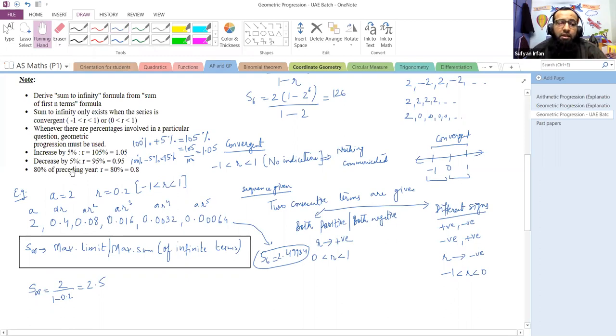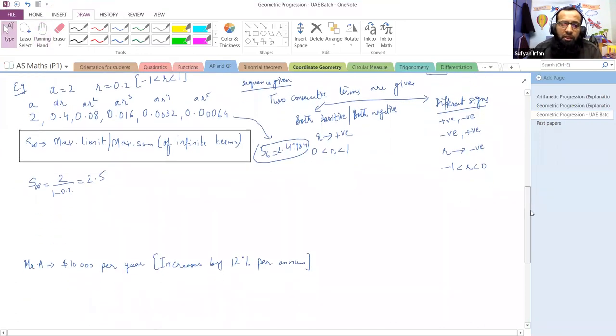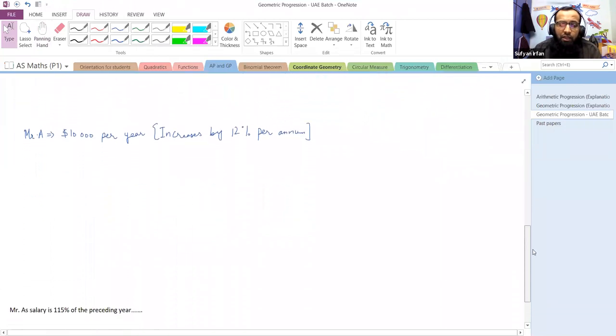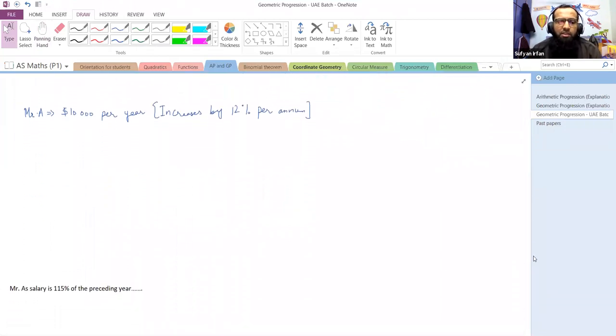And sometimes in the examination question, the words increase and decrease are not written, but it's written 80% of the preceding year. In that case, 80% would itself be the common ratio, and 80% means 80 upon 100, which means the common ratio is 0.8. Now, let me clarify this concept further, because I'm very sure that you are not very clear with it. Rather than memorizing, let's understand this concept.